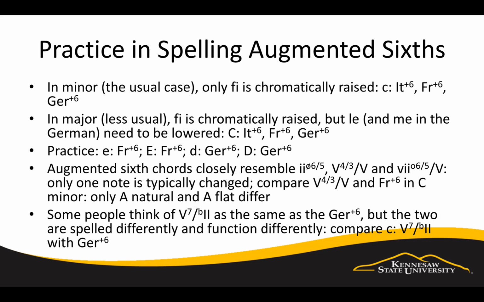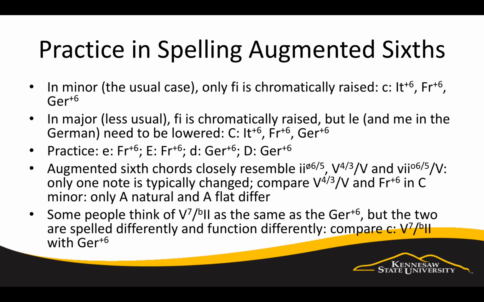Now in E major, what do we need to do? Well, E major now has 4 sharps. So instead of a C sharp, we need a C natural. So now we would have C natural, E, F sharp, A sharp. So now we have 2 notes that need to be chromatically altered.